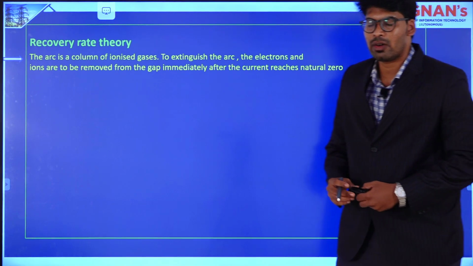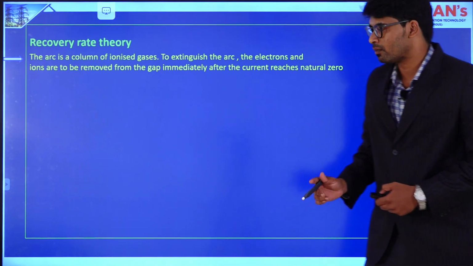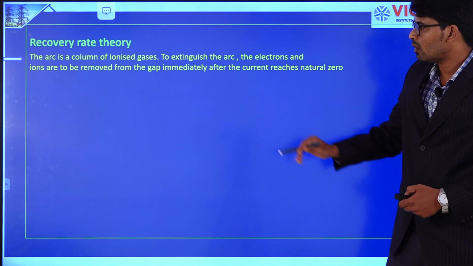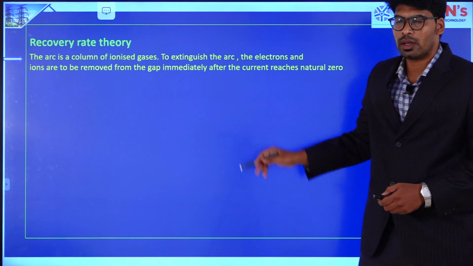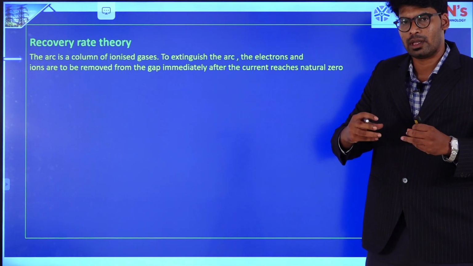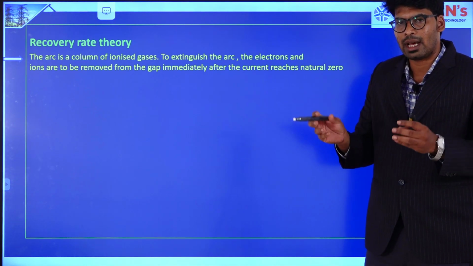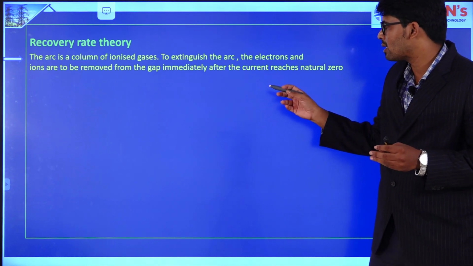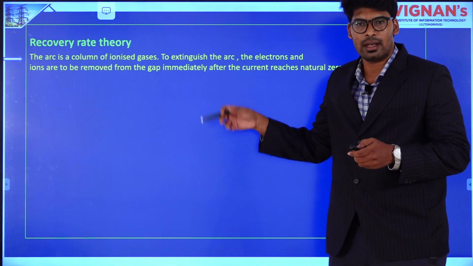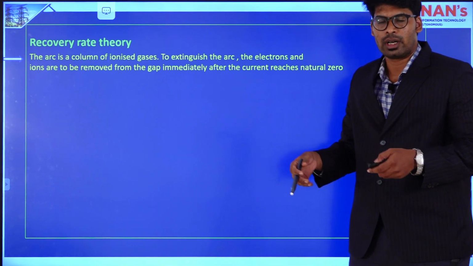So the recovery rate theory. In this theory, we already know this. When the arc forms from the fixed contact, the moving contact moves away and they form an arc. The arc is ionization of gases, so we need to immediately extinguish it.